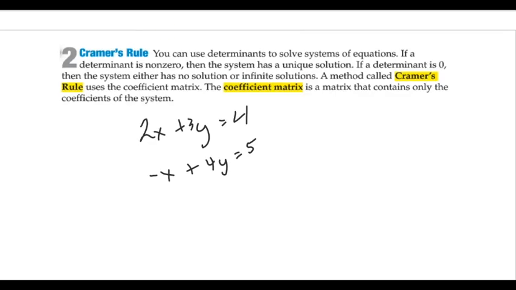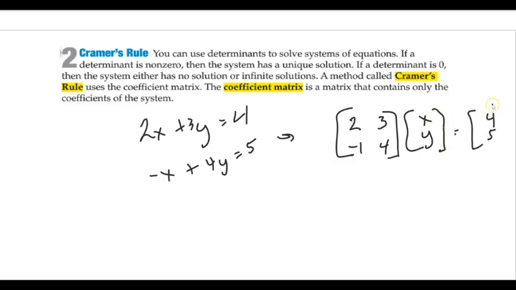Now, Cramer's rule is really 3 components. You need to find a determinant. Let's rewrite this as a separate matrix. We call this the coefficient matrix: 2, 3, negative 1, 4, times x and y, equals 4 and 5. This is our coefficient matrix. This is the coefficient of our x's, 2, negative 1. This is the coefficient of our y's, 3 and 4. Then we'll have x and y right here, and this will have our solutions or our answers right there.